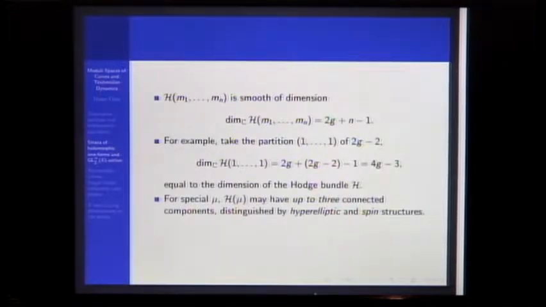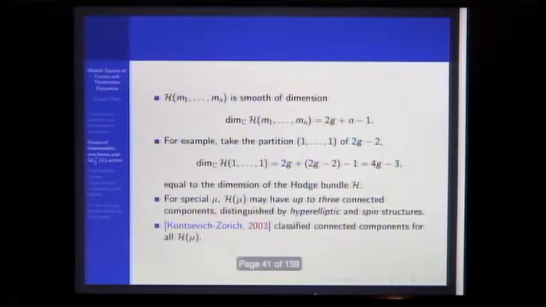And let me just put a remark. This is not my focus today. Although it is smooth, it might be disconnected. Surprisingly, it can have at most three connected components. Usually it is connected, but for some special signature mu, this might break into up to three connected components. If this happens, these additional components correspond to extra structure given by hyperelliptic and spin structures. If you are interested, I can tell you later, but not now. Anyway, Kontsevich and Zorich classified all connected components for all strata. It's an amazing result from almost 10 years ago.